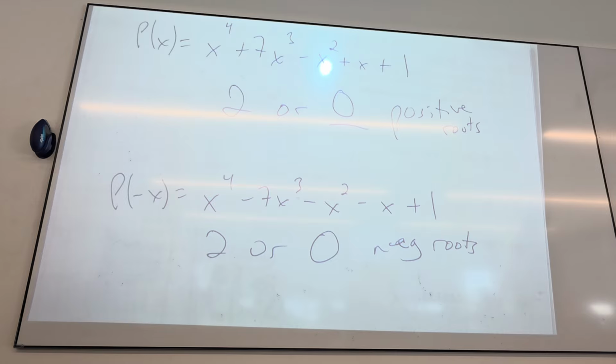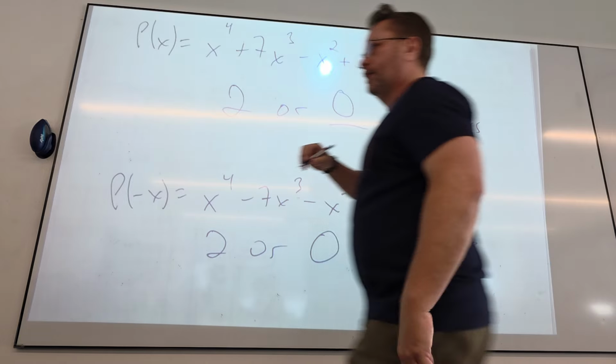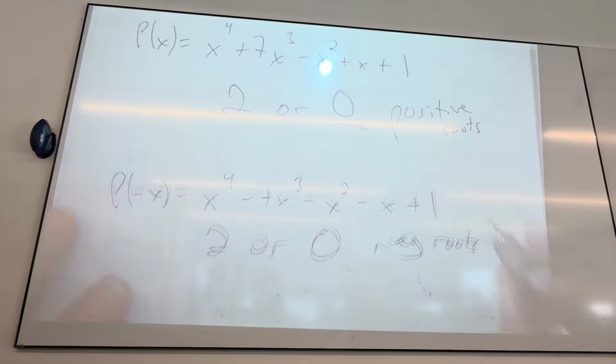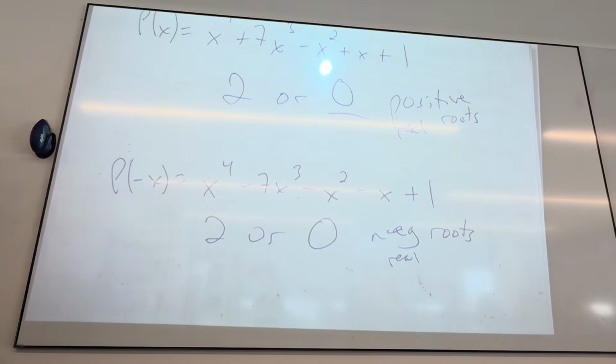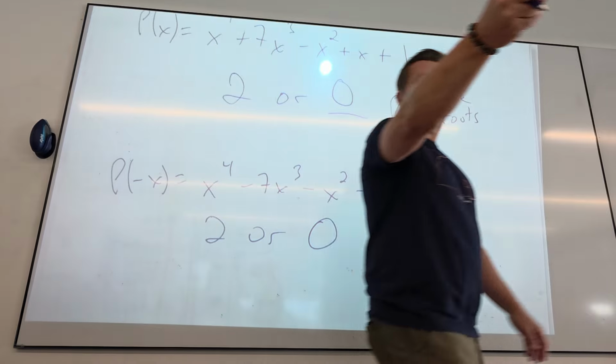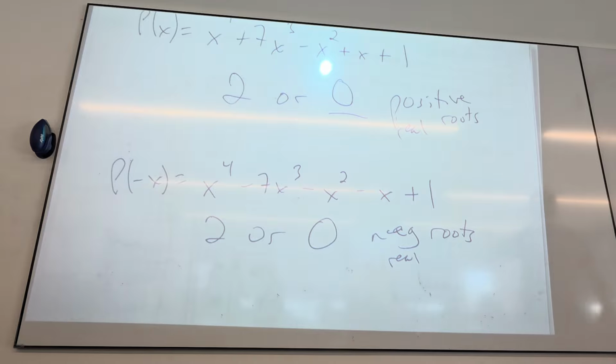Like what? Epsilon. If it's not a real root, let me put the word real in here, I gotta remember. Positive real roots, negative real roots. If it's not real, what is it? Complex. When complex numbers show up, how many show up at a time? 2. So either there are 2 real roots, 2 positive or 2 negative, or they're not real, which means there'll be 0 positive or negative real roots.